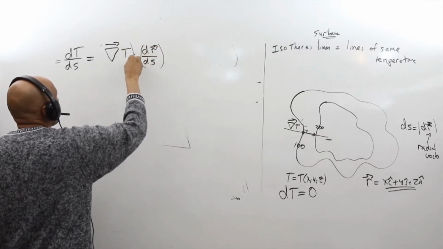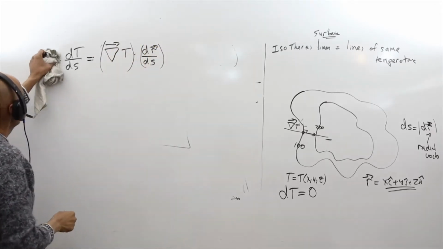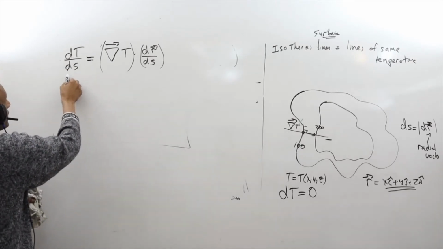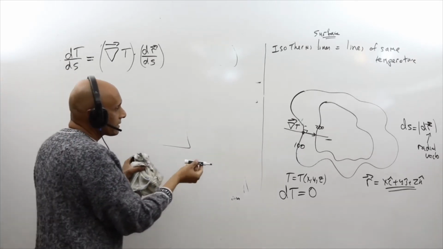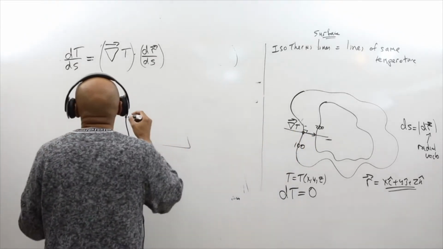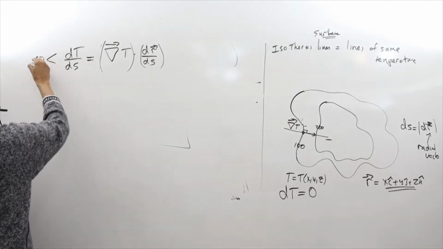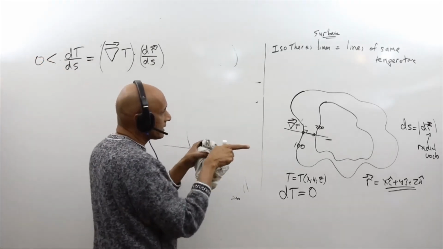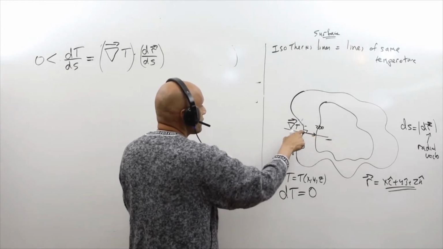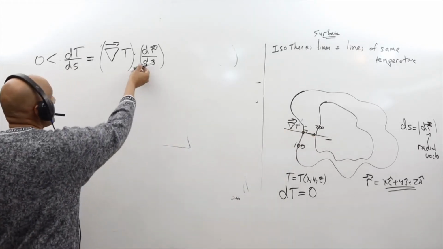Here's dT ds. So the change in temperature with change in distance traveled. Now, as I'm going towards the higher temperature, dT ds is greater than 0 because I'm going in that direction. I'm increasing temperature. It's going to a higher temperature. The final temperature is 200, for example. It's increasing, and I'm traveling in that direction.